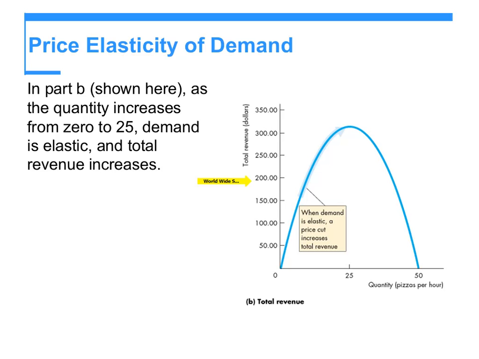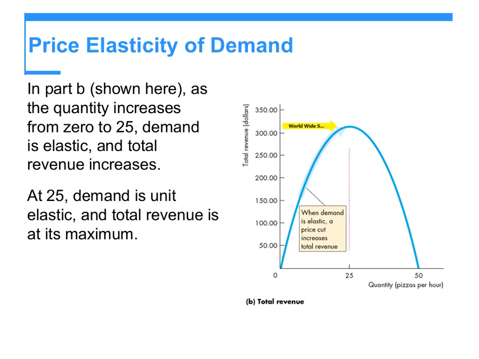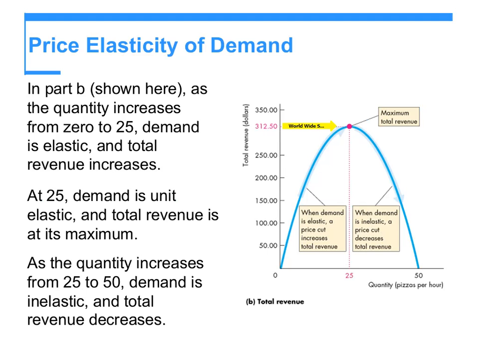The total revenue will be how much you're selling each item times the quantity that you're selling. In part B shown here, as quantity increases from 0 to 25, you're still increasing your total revenue. At 25, as you can see, total revenue is at the maximum. As the quantity increases from 25 to 50, you don't make more money.